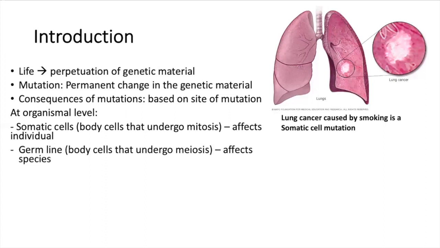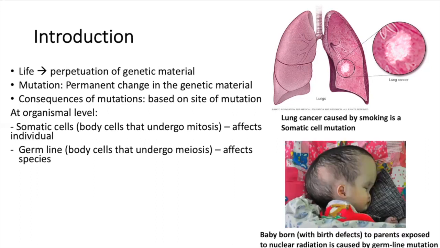Coming to the other one, if the mutation takes place within a germ cell, which is a cell that undergoes meiosis in the body, it is called a germline mutation. This mutation affects all descendants carrying the mutation. An example of such a mutation is a baby born with birth defects to parents who were exposed to radiation or carcinogens. This is a result of germline mutation. So the germline mutation has been carried to the children who, if they have children, will also carry the mutation.